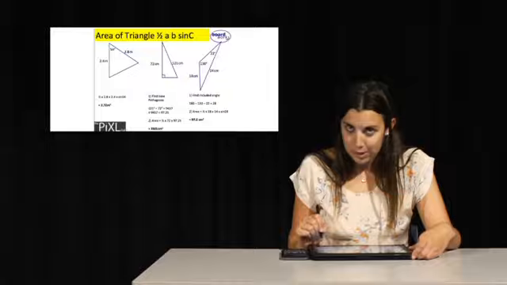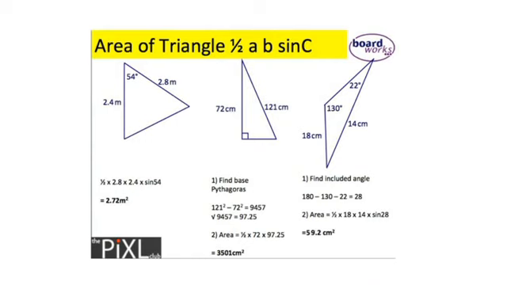Let's have a look at the three questions. Up on the screen is the working out for each of the three. They're all a little bit different. Let's look at the first one. The first one, we have our two sides, 2.4 and 2.8, and our enclosed angle of 54. So this one, we just use the simple formula, half times a times b times sine 54, which is the enclosed angle. And you get the answer, 2.72 metres squared.